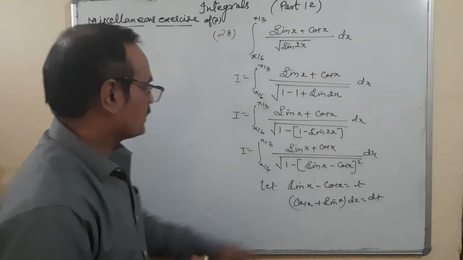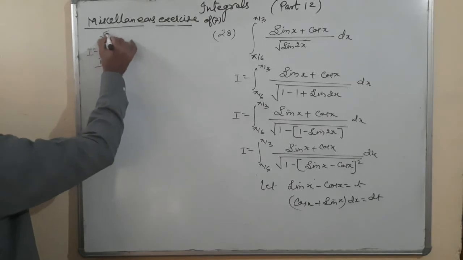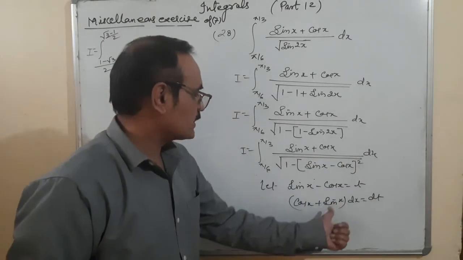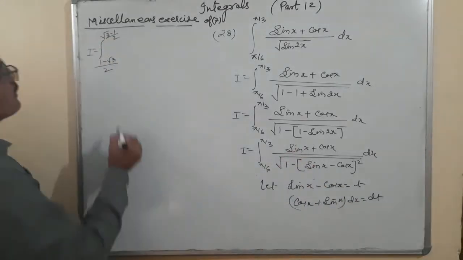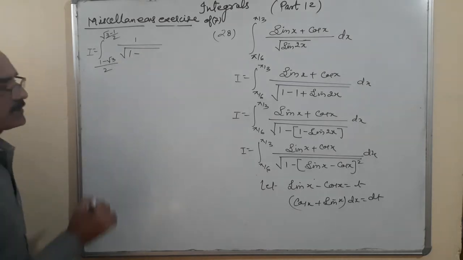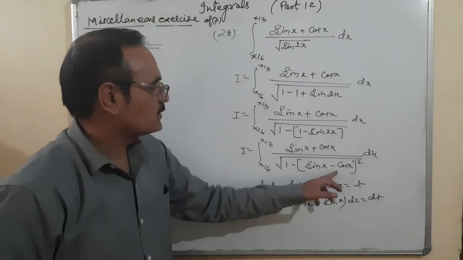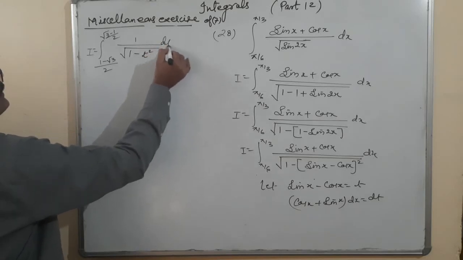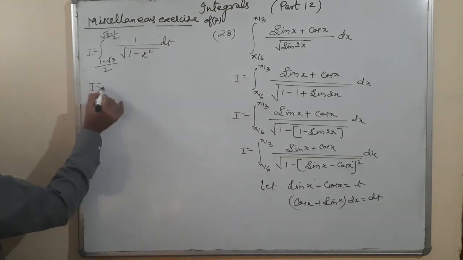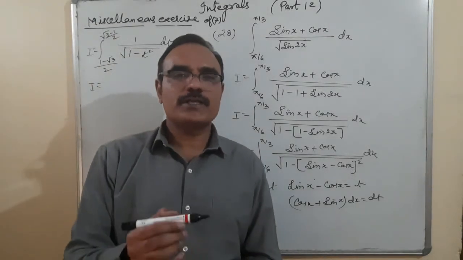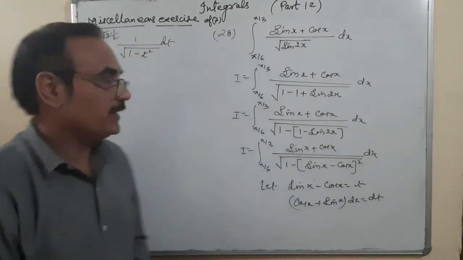Root 3 by 2 minus 1 by 2, root 3 minus 1 by 2. Okay. And (sin x plus cos x) dx is equal to dt, so 1 upon under root 1 minus t square dt. I is equal to the integral of 1 upon under root a square minus x square, which is sin inverse x upon a.